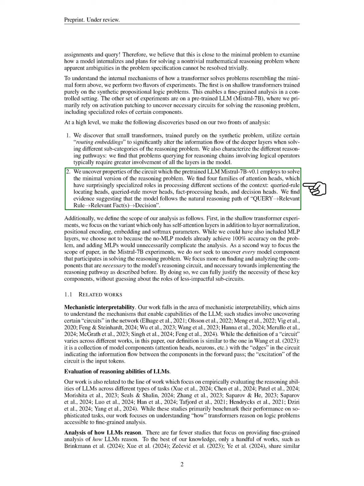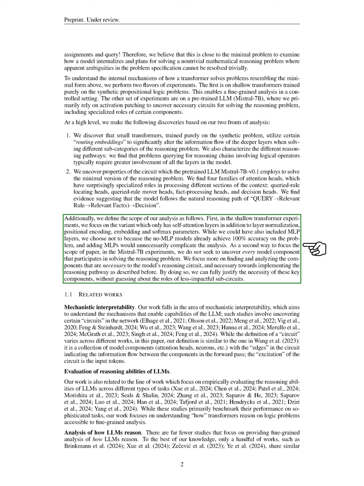In the Mistral 7B experiments, we discover four types of attention heads with specialized roles: those that locate the queried rule, those that move the rule, those that process facts, and those that make decisions. We observe that the model follows a natural reasoning path from querying the relevant rule to identifying the relevant facts and making a decision. We define the scope of our analysis clearly.